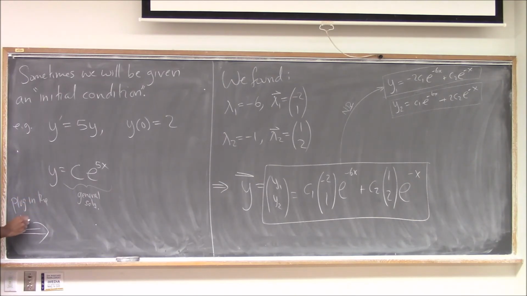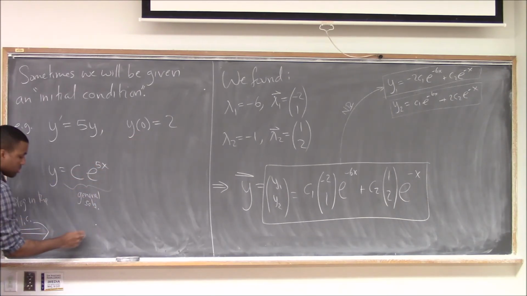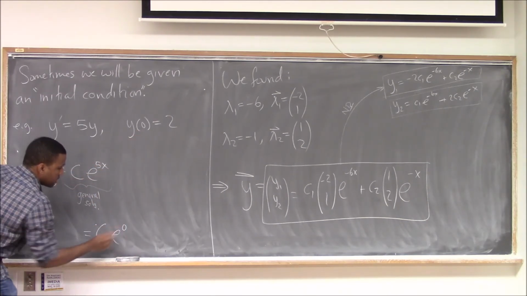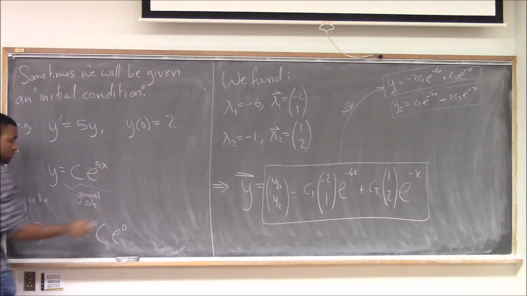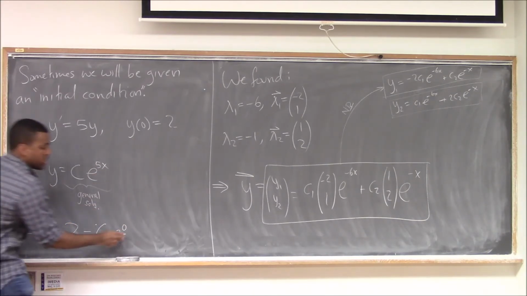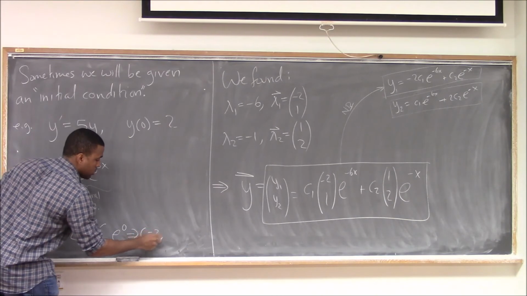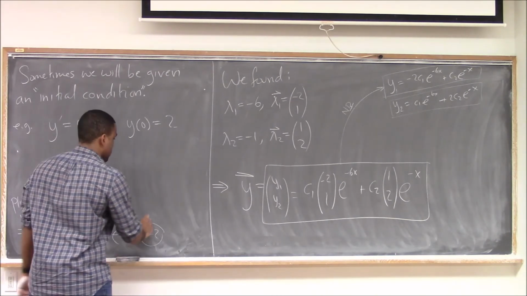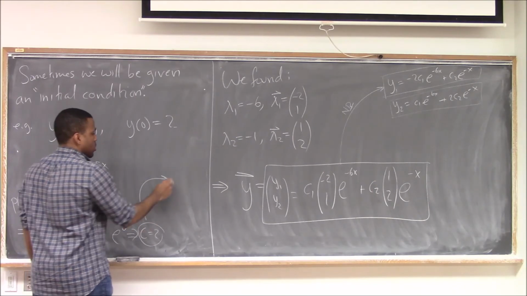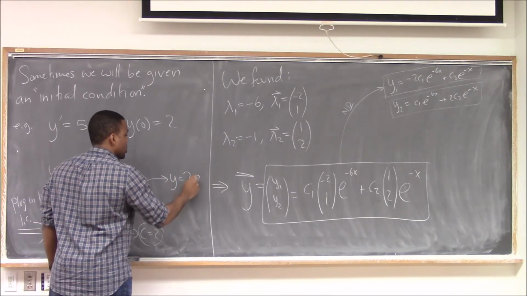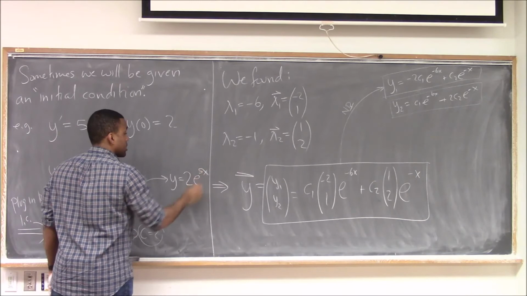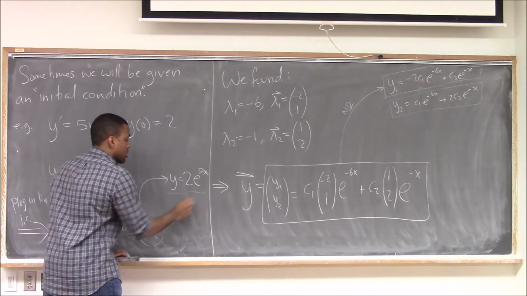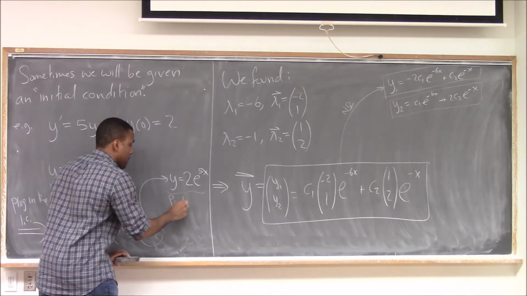And so what you can do is plug in the initial condition. Basically you're going to plug in x equals 0. So that's c e to the 0. You're going to plug in y equals 2. And so you can solve for that and you can get c equals 2. And so what that means is that y equals 2e to the 5x. This guy here is called a particular solution.